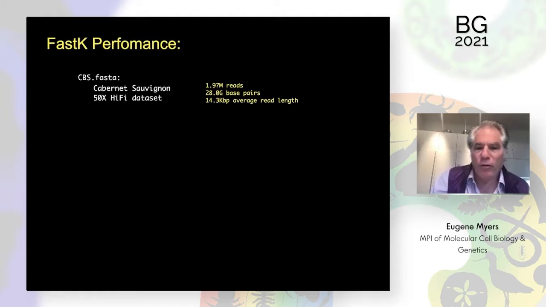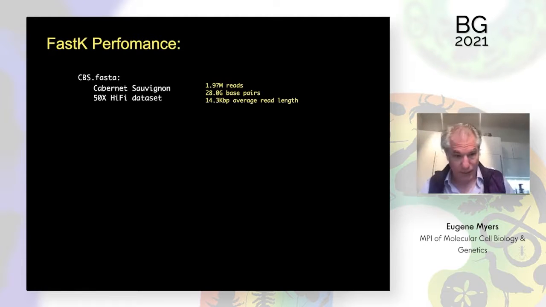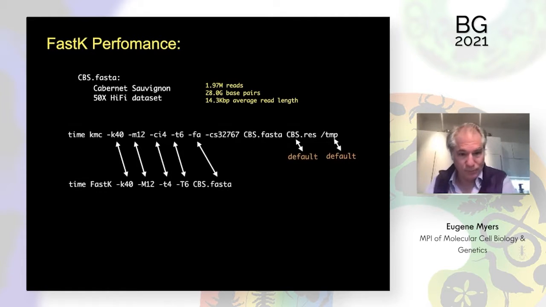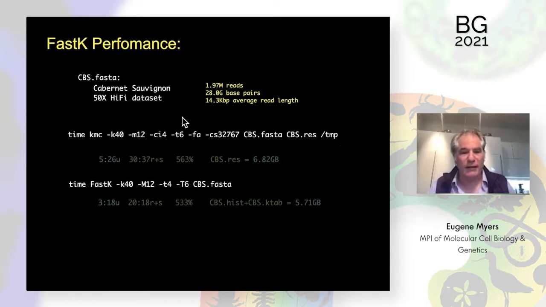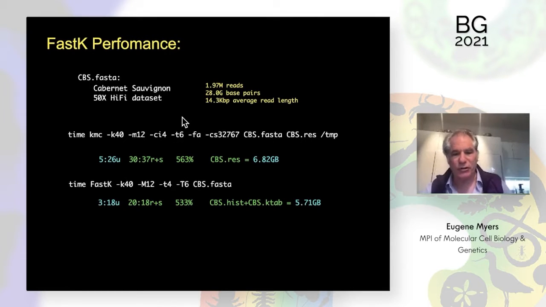As an illustration of performance, consider a 50x HiFi data set for Cabernet Sauvignon that consists of 28 gigabytes of data. Shown are the calls to KMC3 and to FastK with the correspondence between the parameters indicated by the arrows. If you look at the times, FastK produces the histogram and table about 1.65 times faster, and the table occupies 17% less space on this particular problem instance.